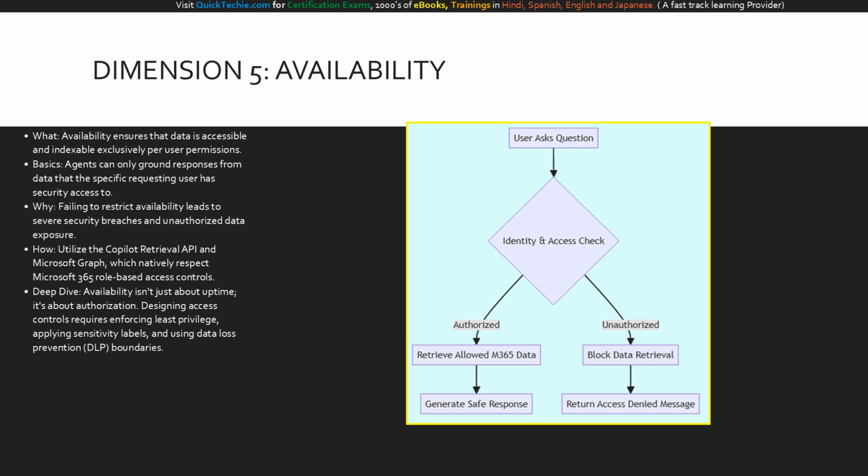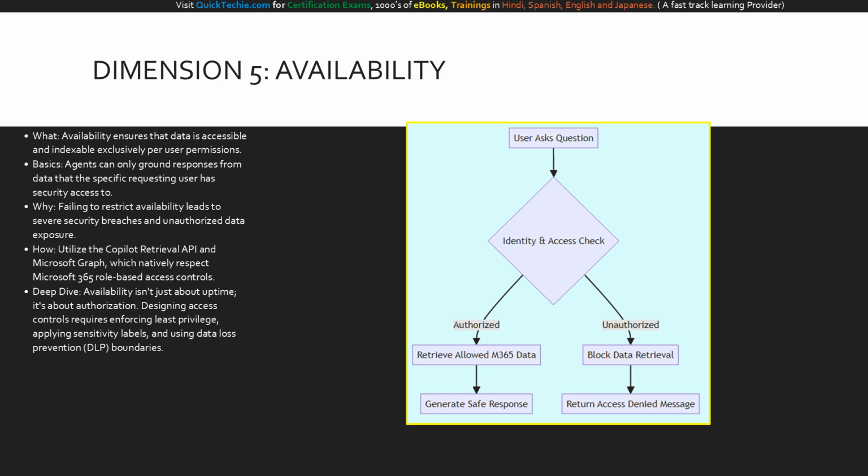The basic rule is this: AI agents can only ground responses using data that the specific requesting user already has access to. Why is this so crucial? Because if an AI bypasses security trimming, it could expose sensitive financial or HR data to unauthorized employees, causing massive security breaches. How do we enforce this?